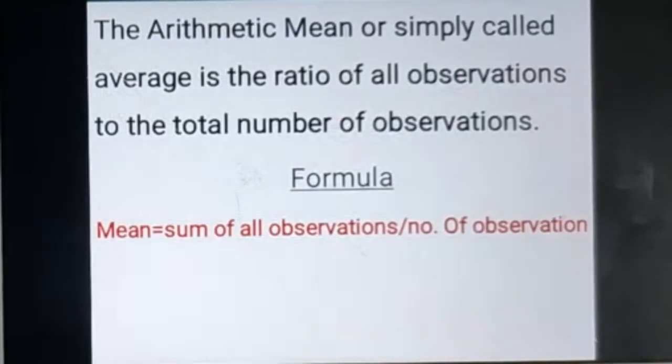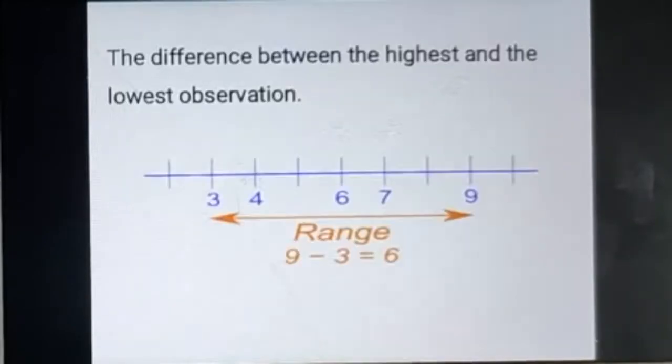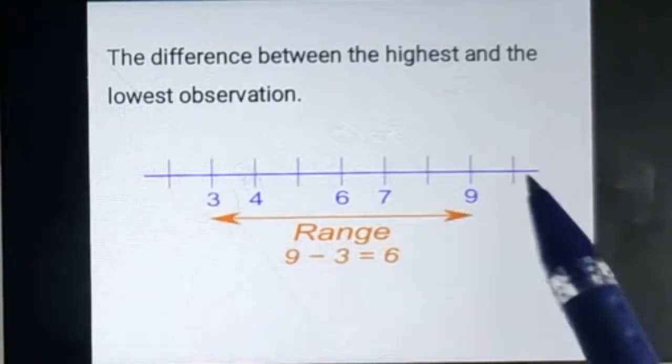After having knowledge of arithmetic mean, we have another important term here, which is range. What is range? Let us learn. Range is the difference between the highest and the lowest observation. So it is nothing but the difference, the minus, between the highest observation and the lowest observation.